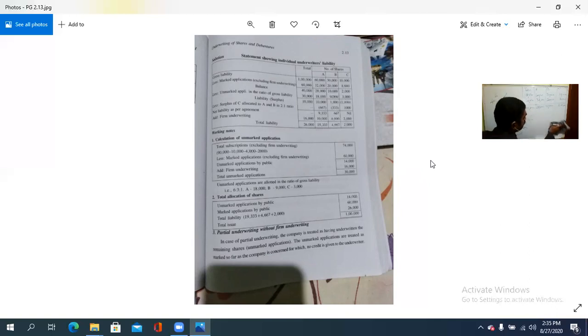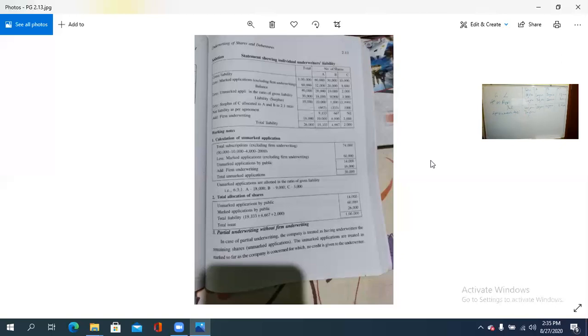That is to be apportioned on the basis of gross liability. So that is 30,000 less marked, unmarked application. So 30,000, that is to be in 6 by 1 lakh into 30,000. How it is to be? How much is the amount?